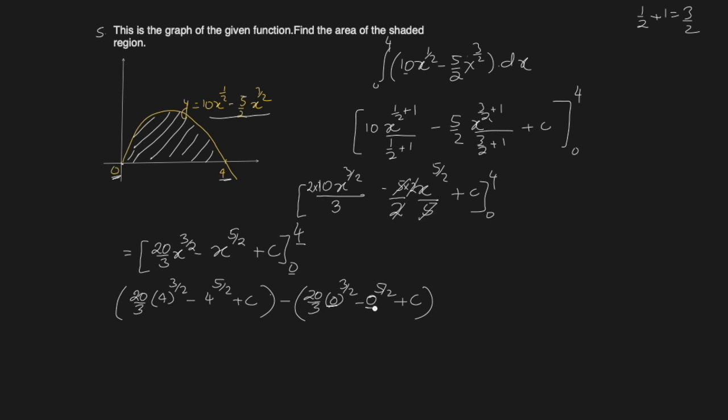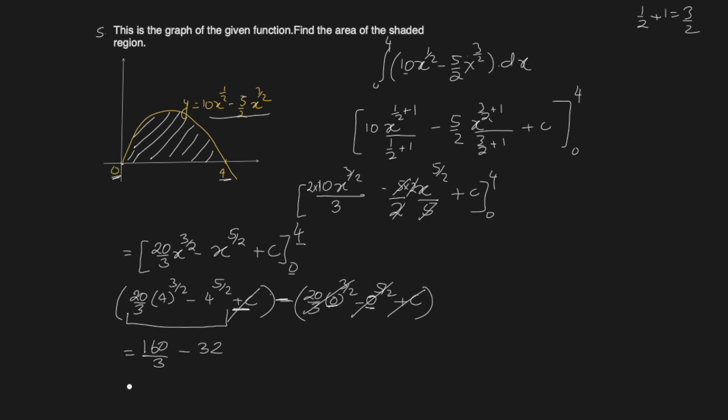Since it is multiplying with 0, this is multiplying with 0, they have no value. This plus c and this, because of this minus, this is minus c, so they also cancel out. That means this becomes our answer, which is 4 to the power 3 over 2 will be 8. 8 times 20 is 160 over 3 minus 4 to the power 5 over 2 will be 32. You can use a calculator if you have any doubt about this.